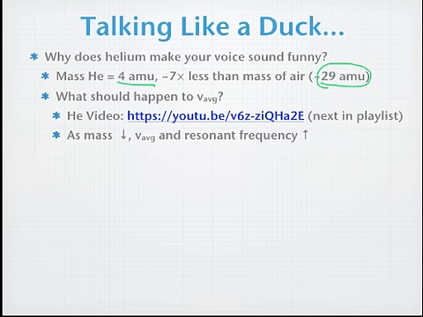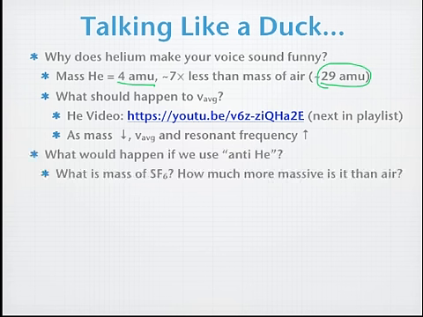Instead, as the mass of the gas that you're breathing goes down, the average velocity goes up, and so the resonant frequency of your voice also goes up. Now, if we can do something with helium, do you think we've got something called an anti-helium?